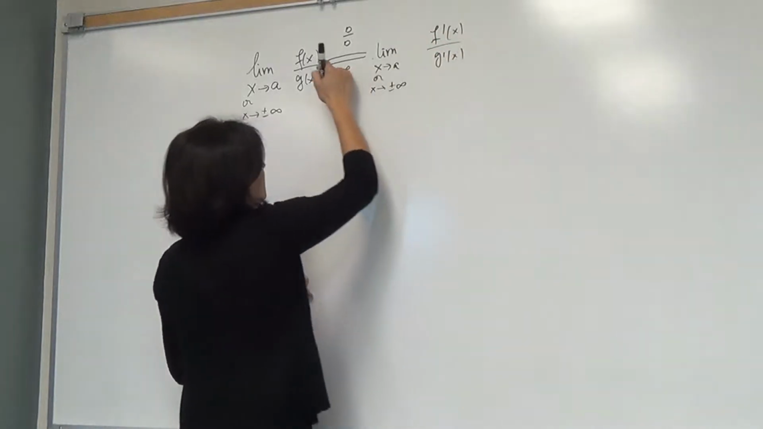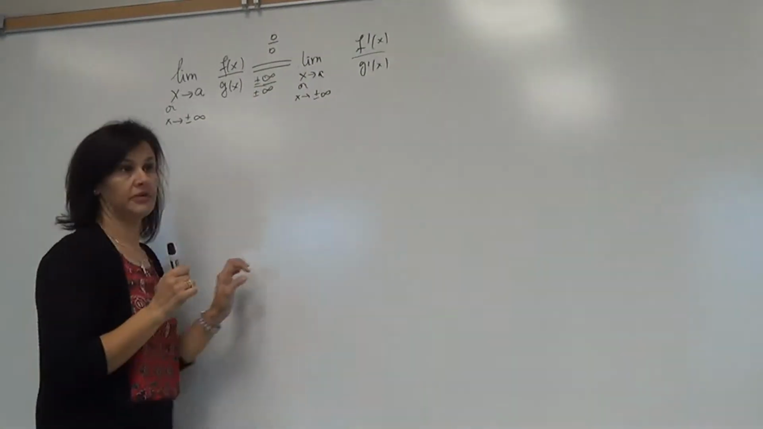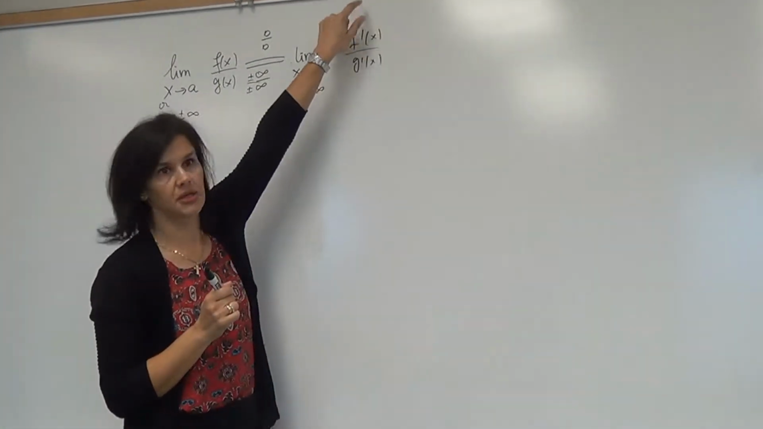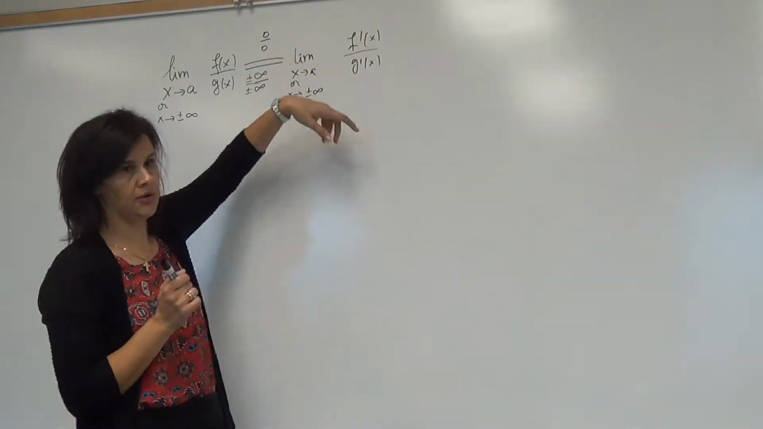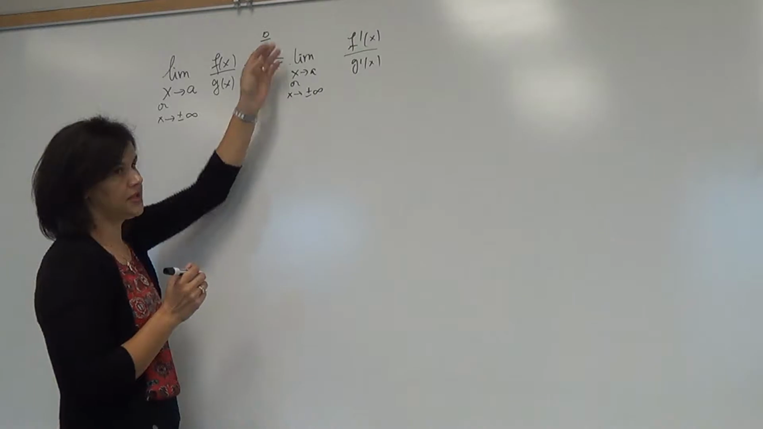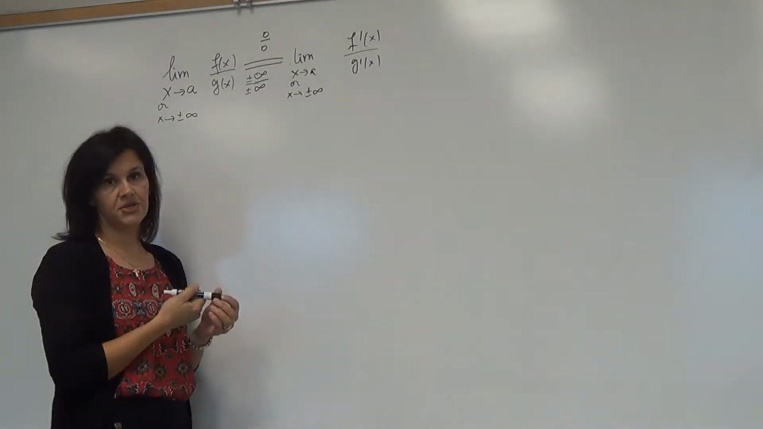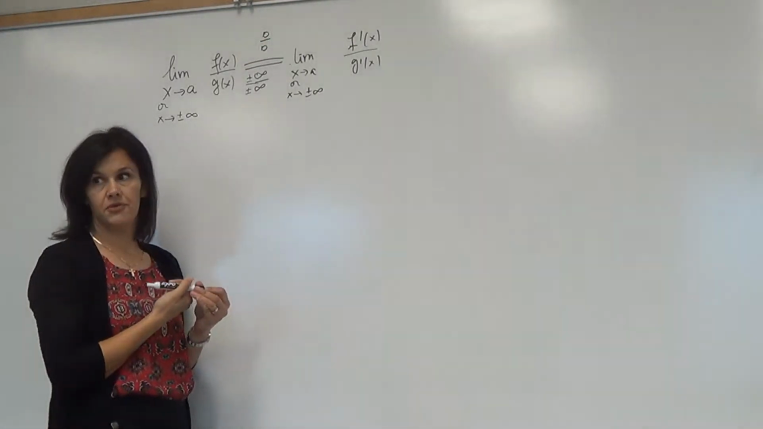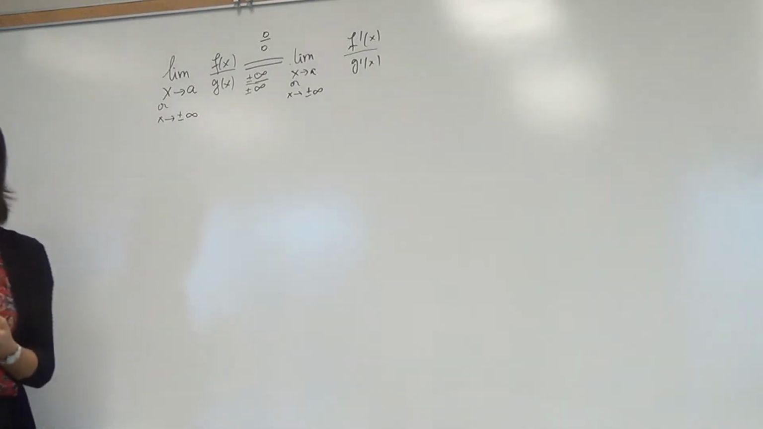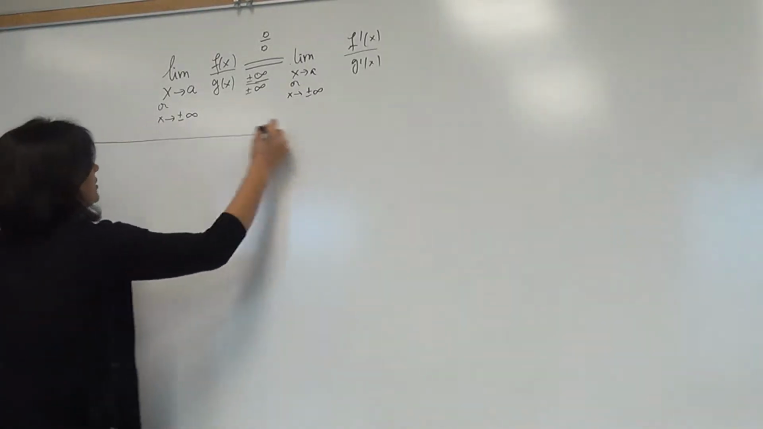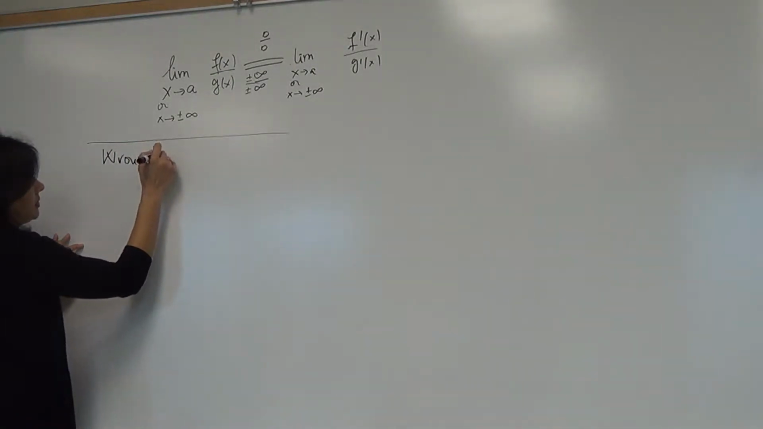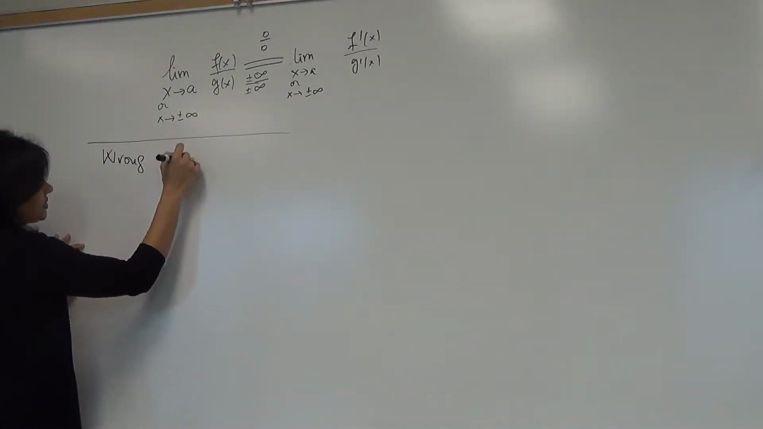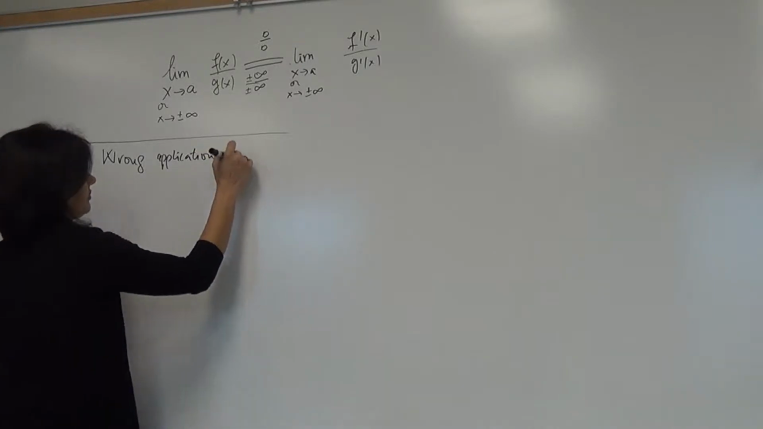So if you have the case 0 over 0 and infinity over infinity, you look at how fast those functions approach a or infinity. Only when you have a fraction that gives you 0 over 0 or infinity over infinity. If not, it's wrong. And I'll give you an example when it's wrong to apply it. Wrong application of L'Hopital.